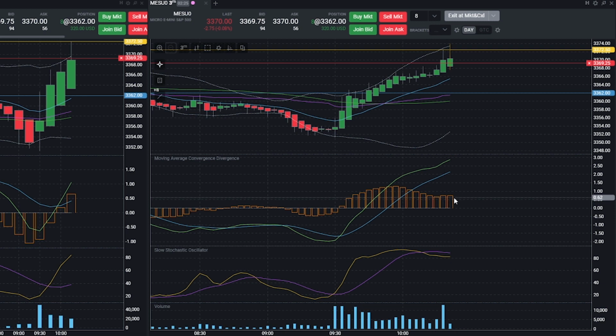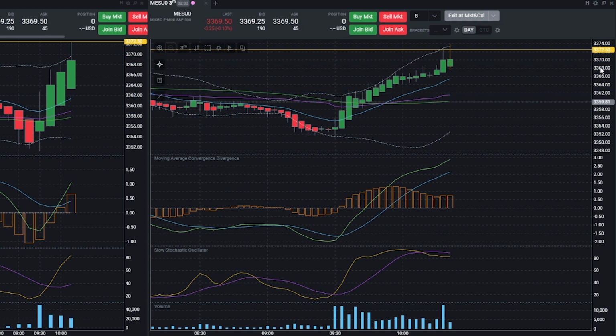I'm watching here again, the MACD is kind of faltering a bit, and because the stochastic is underneath, the K line's underneath the purple, it's weakening. Okay, I just got stopped out. All right, that was a good overall trade.